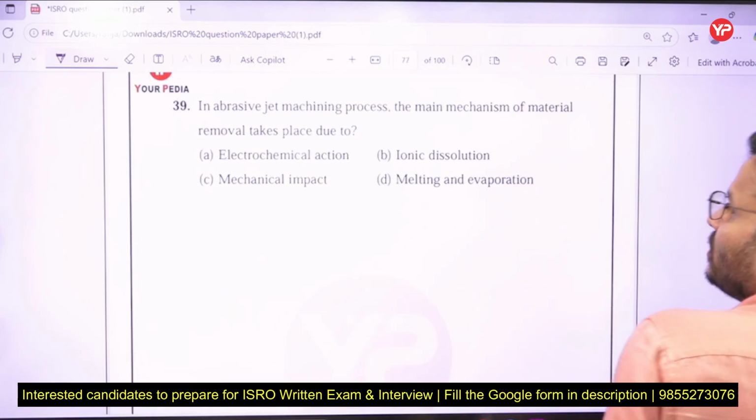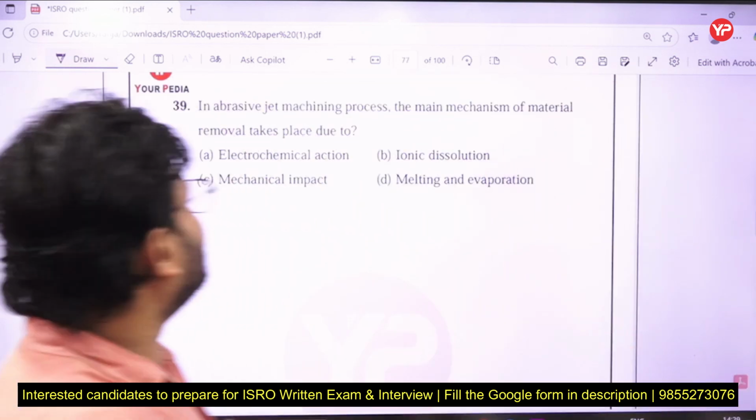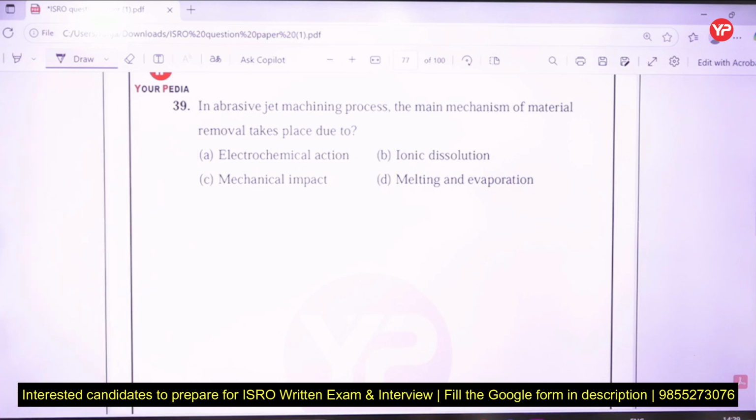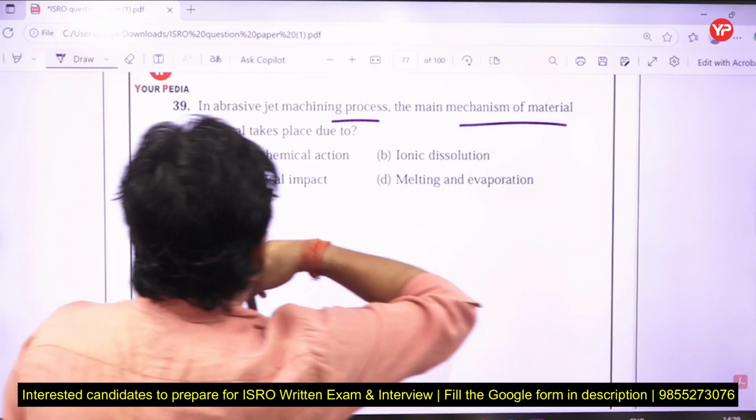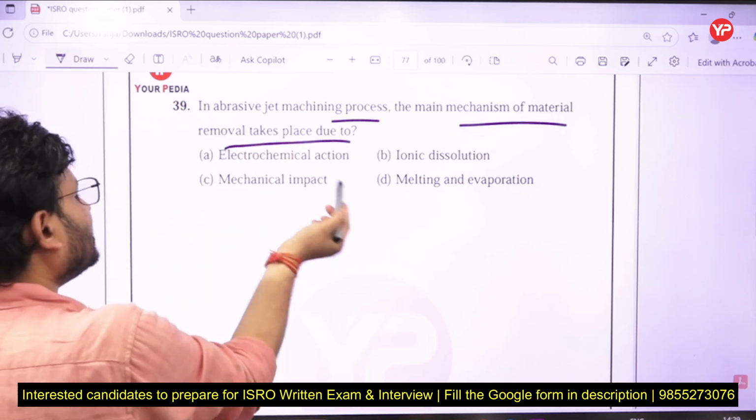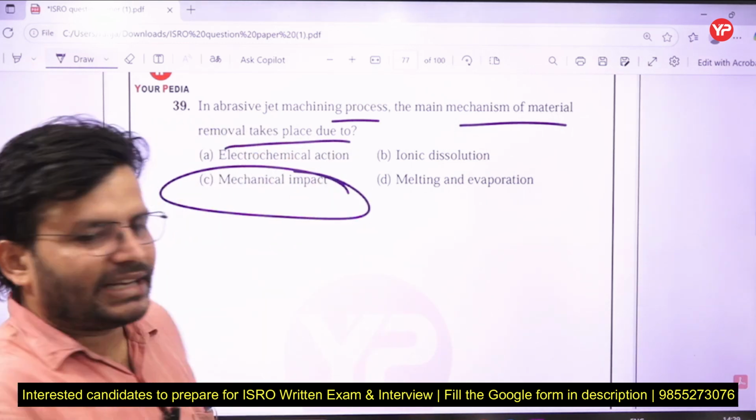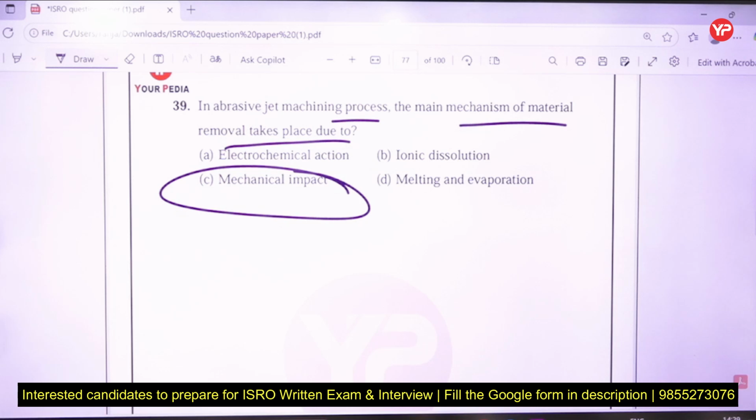That is the next question. In abrasive jet machining process, the mechanism of material removal takes place due to electrochemical, ionic, mechanical impact, melting, or evaporation. In abrasive jet machining process, the main mechanism of material removal takes place. This is because of what, my dear friends? Mechanical impact. This appears because of, you can say, mechanical impact, right? Okay, good.